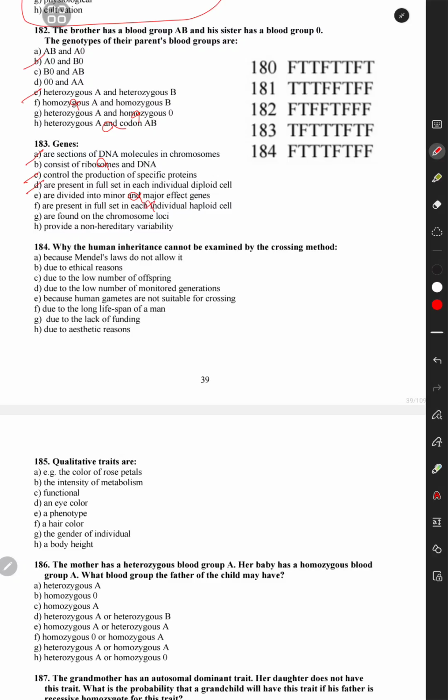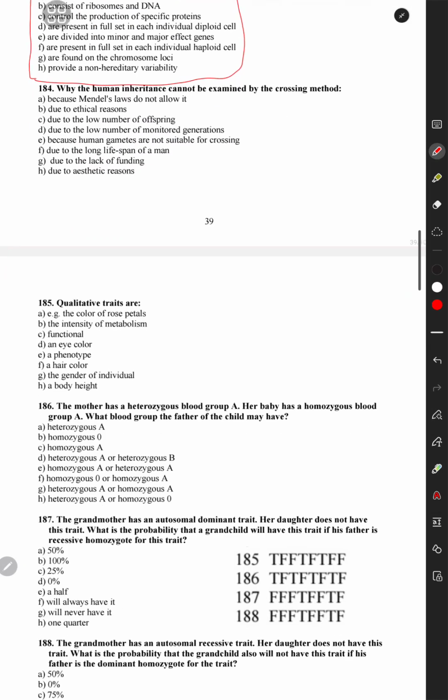Are found on the chromosome loci, provide non-hereditary variability. True, false, true, true, false, false, true. True, false, true, true, true, false, true, true, true. Are divided into minor and major effect genes. इनके ज़्यादा effects होते हैं, इनके थोड़े effects होते हैं.